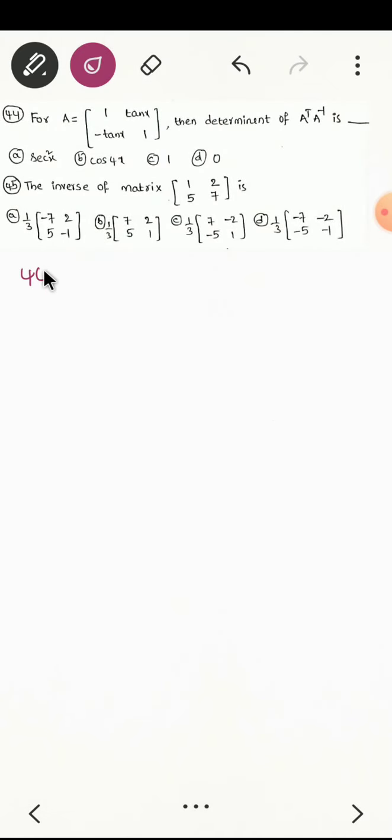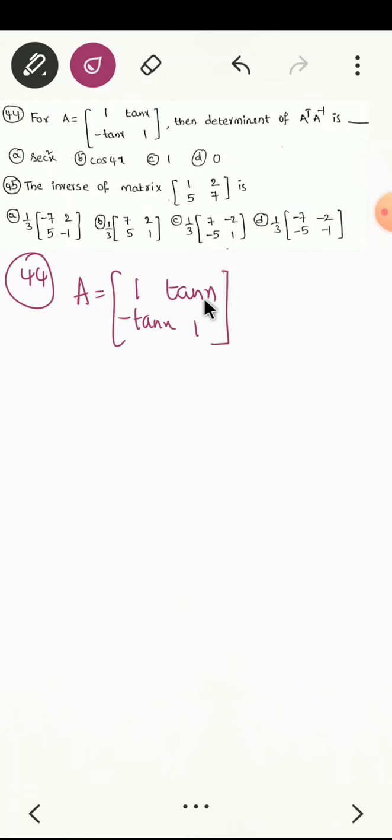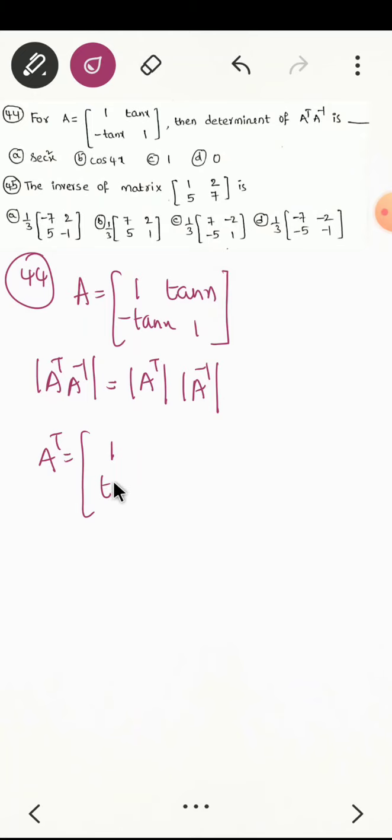Problem number 44. They have given A as the matrix with rows 1, tan x and minus tan x, 1. Then we need the determinant of A transpose into A inverse. So I can break it like this: first find the determinant of A transpose. A transpose means rows into columns and columns into rows, as you know.